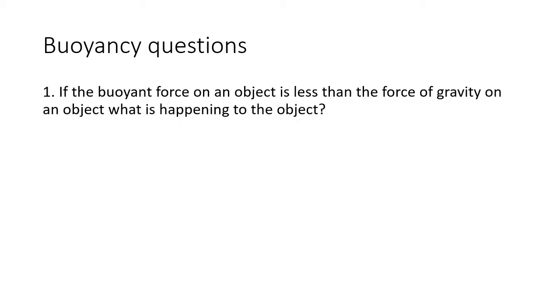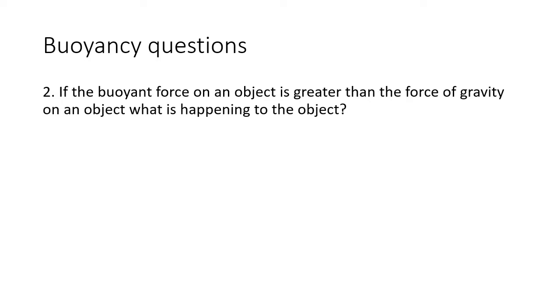Alright, so some buoyancy questions. If the buoyant force on an object is less than the force of gravity, what's happening to that object? So if the buoyant force is less than the force of gravity, the object is sinking in the fluid, or in the water, if you want. That's easier to think about. Number 2, if the buoyant force on an object is greater than the force of gravity, what's happening to the object? In this case, if the buoyant force is greater, that means the object is floating.